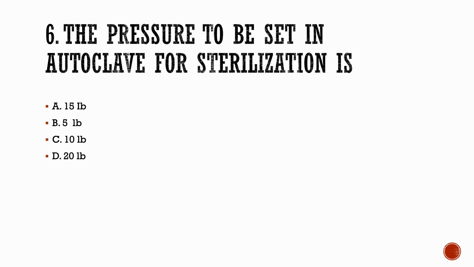The sixth question is, the pressure to be set in an autoclave for sterilization is option A, 15 lb. Option B, 5 lb. Option C, 10 lb. Option D, 20 lb. The answer is option A, 15 lb.